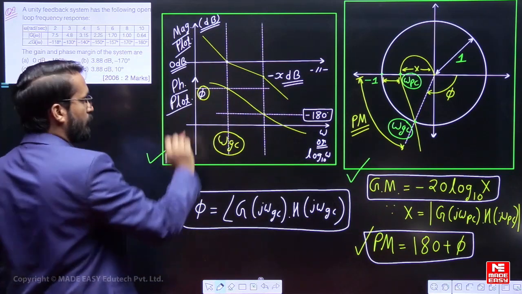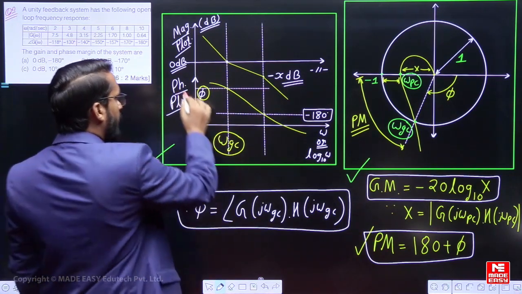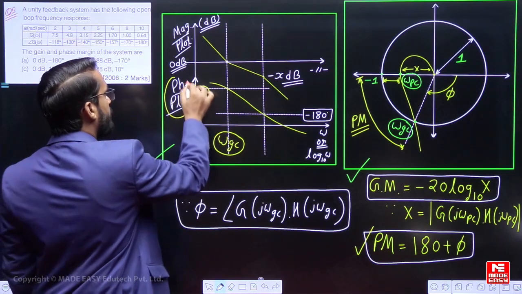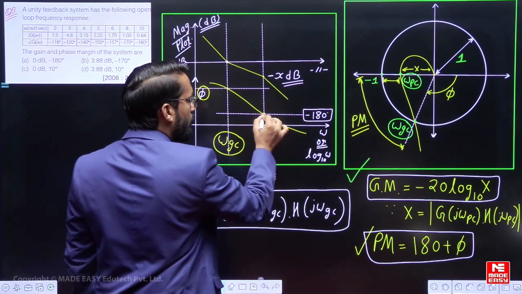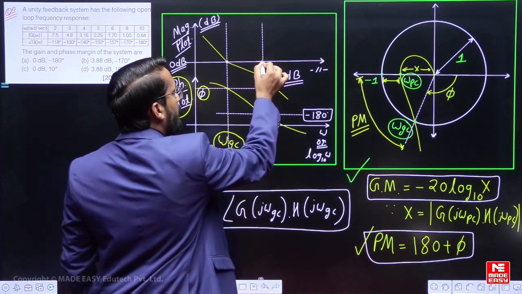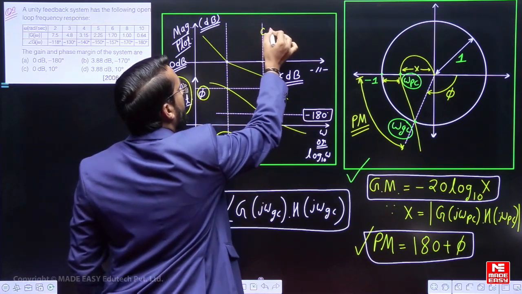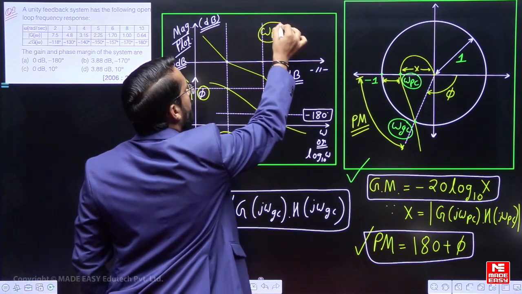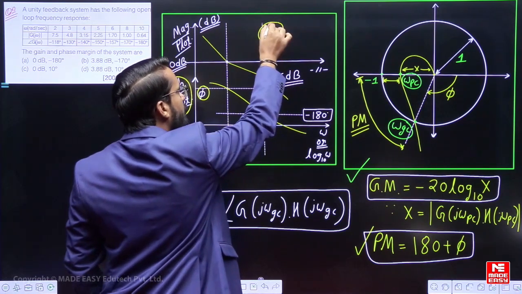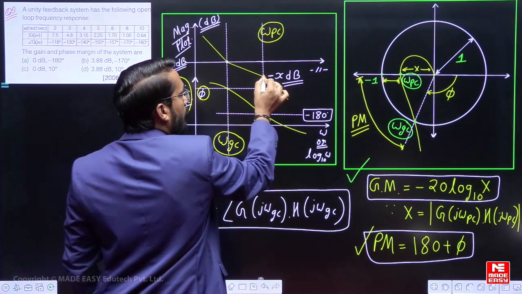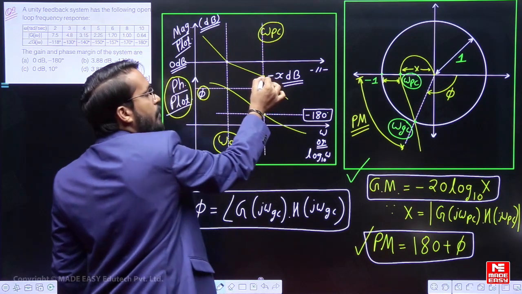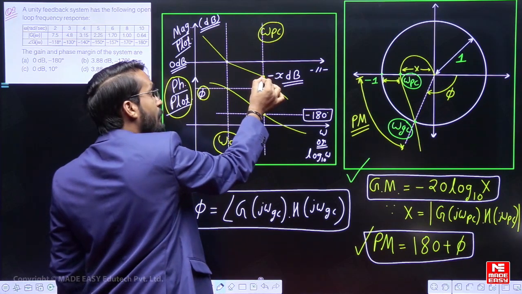Now come to the next point. The phase plot I have. The frequency at which the phase is equal to minus 180 degrees, that particular frequency can be considered as what? Phase crossover frequency. And at that phase crossover frequency, whatever the magnitude is going to help us in the calculation of gain margin.